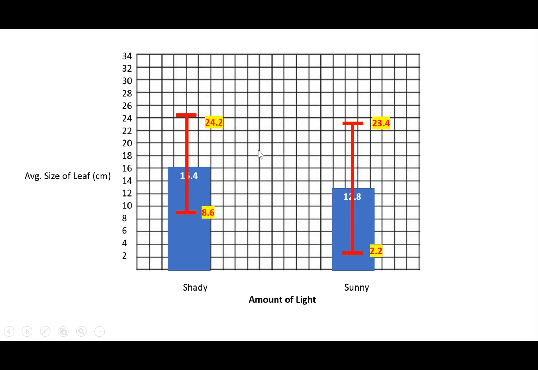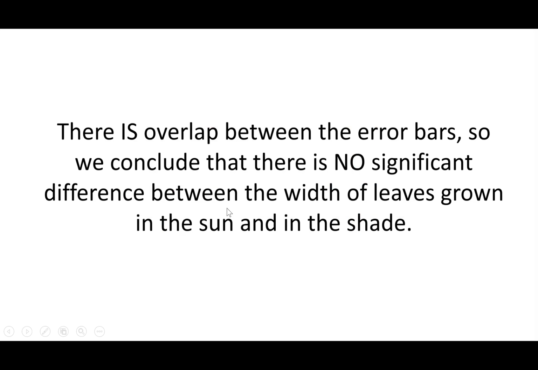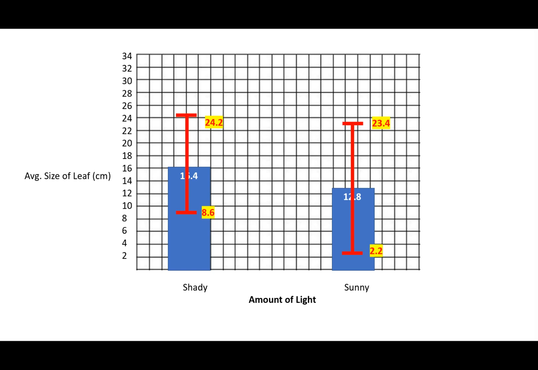And then the last stage of this is interpretation. So looking at these error bars, there is significant overlap between these error bars. There's a huge area here where these bars overlap one another. So my conclusion from that is because there is overlap between the error bars, we say there is no significant difference between the width of the leaves that are grown in the shade and the width of the leaves that are grown in the sun. And again, with my error bars overlapping, that's what I would conclude about these two data sets. It doesn't seem to impact the width of these leaves, whether they're grown in the sun or in the shade.